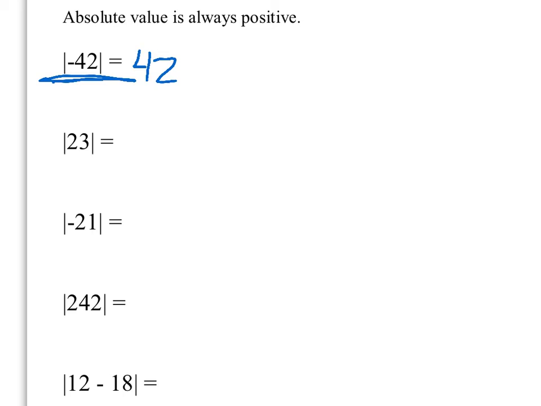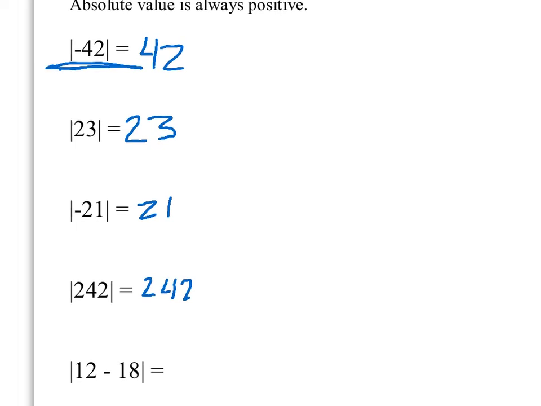Next one, same thing. How far is 23 away from 0? What is the absolute value of 23? Everybody? 23. Next one, what is the absolute value of negative 21? 21. What is the absolute value of 242? 242. We get it. Too easy, Mr.